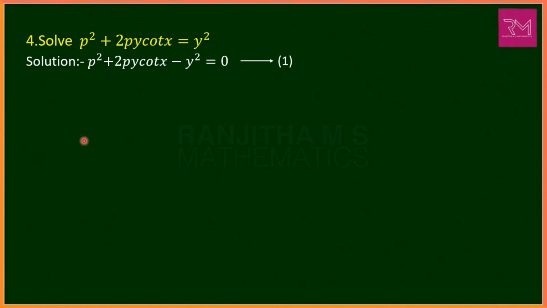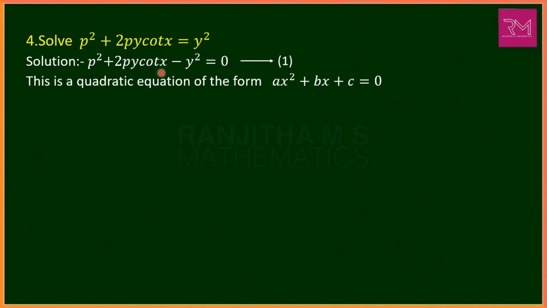To solve this equation, observing this equation, this is a quadratic equation of the form ax square plus bx plus c equal to 0. Here in the place of x we have p. This is a quadratic equation in p, where a is 1, b is 2y cot x, and c is minus y square.